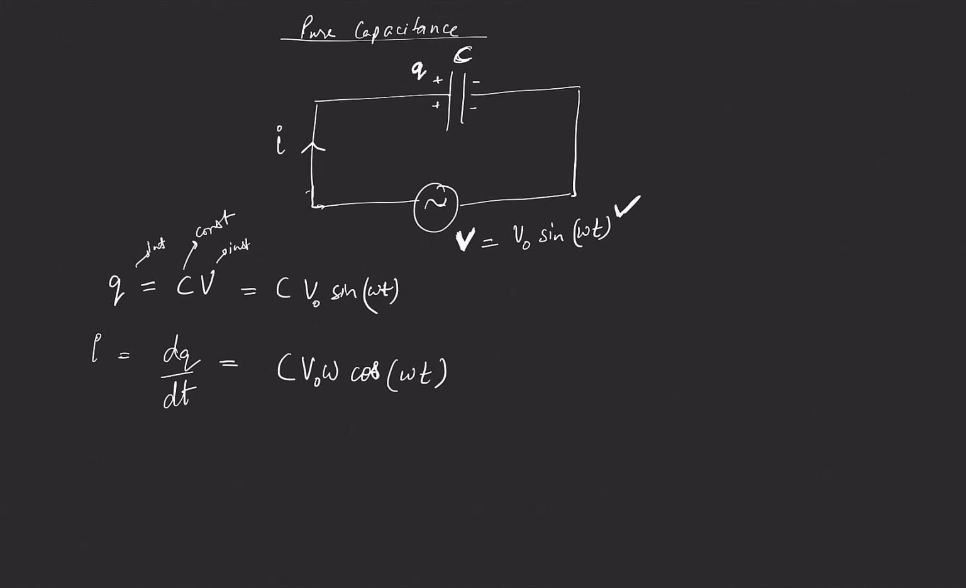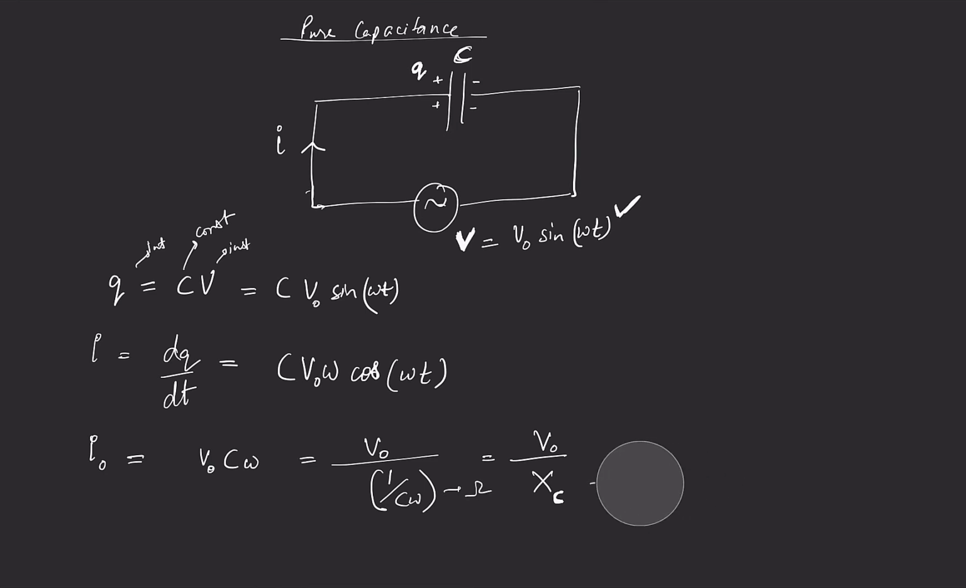If we have found instantaneous current, we can easily find the peak value of current, I naught, which is V naught C omega. This can also be written as V naught by 1 by C omega, and we call 1 by C omega the capacitive reactance, and we denote this by Xc. You can note that the unit for Xc is ohm, because the unit of V naught by I is ohm. Anything which is like V naught by I has the unit ohm.